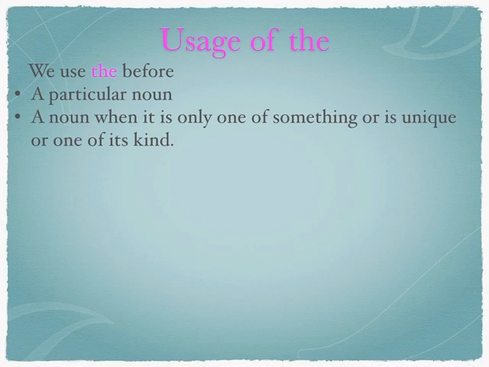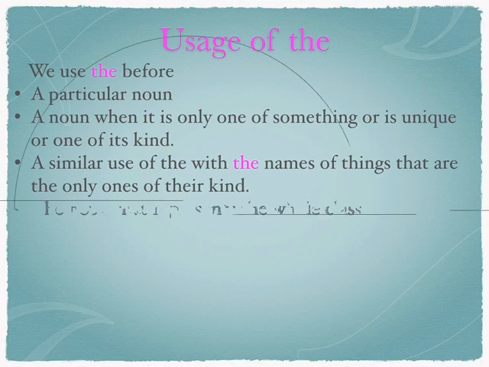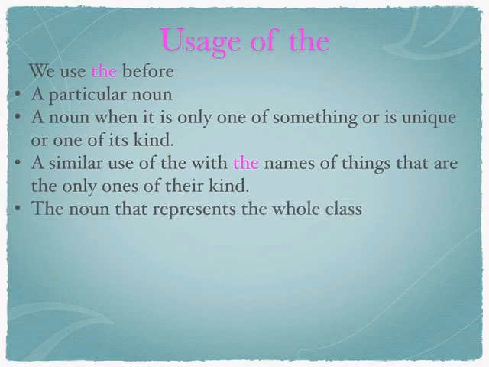Next, we use "the" with a noun when it is only one of something, or is unique, or one of its kind. For example, if you are talking about your home, you know very well about your room, your kitchen, your floor, etc. So when you are very clear about that particular thing, you will use "the". A similar use of "the" is with the names of things that are the only ones of their kind. For example, the sun, the moon, the sky, the earth, the world.